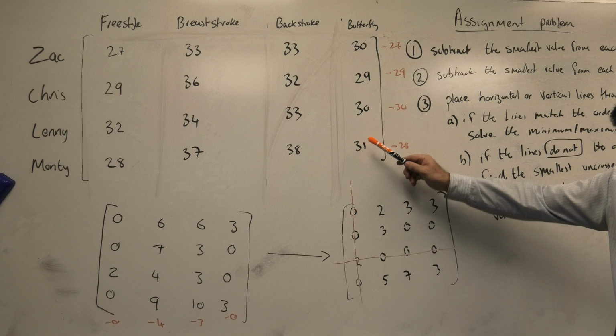Just let me move it. Alright, so I've got a line through here because you want to use the minimum amount of lines possible. And you have to put them through zeros. They have to cross the zeros.